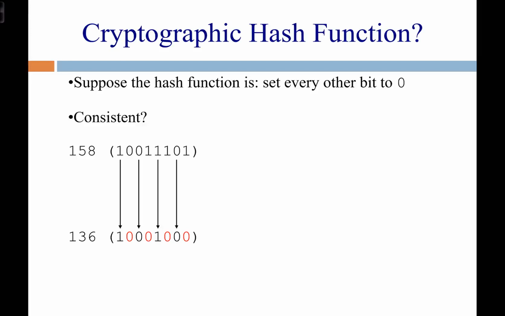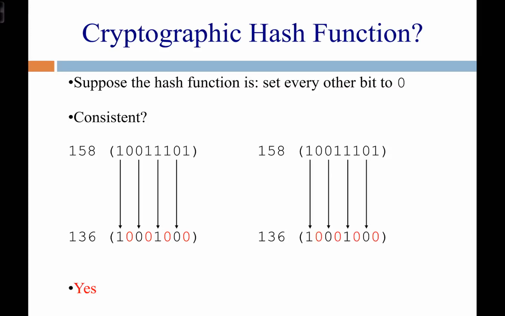Okay. Is this consistent? Meaning, if I put 158 into this function again, will I get 136 out? And yes, obviously. There's no randomness. It's not based on time. It's always going to produce the same output given the same input. Okay, so that's good.